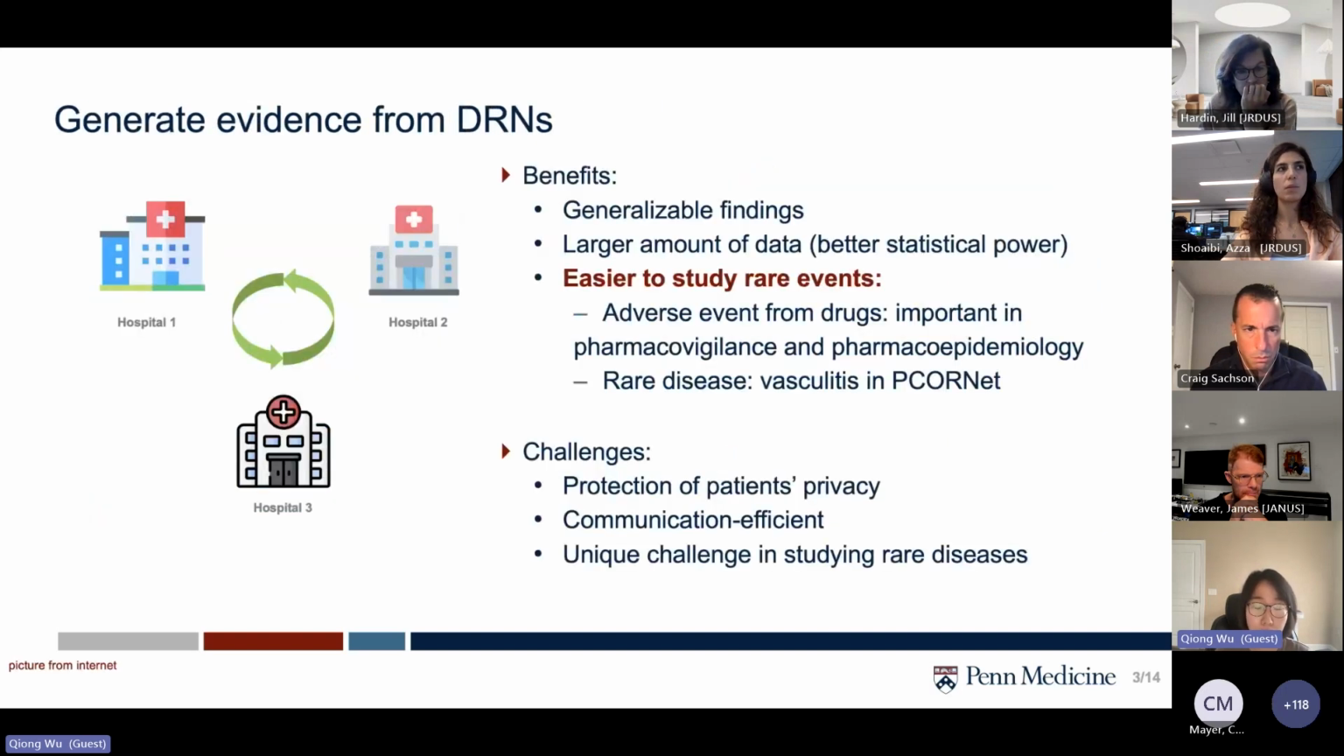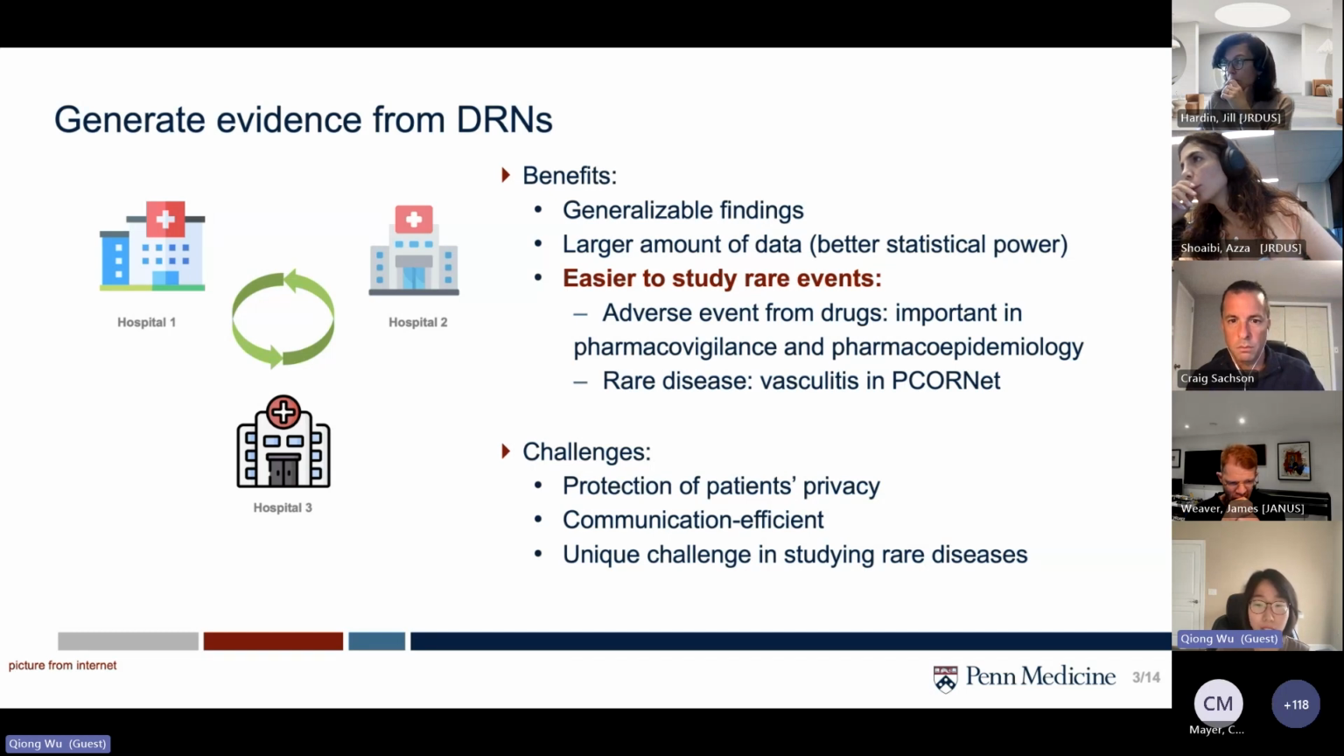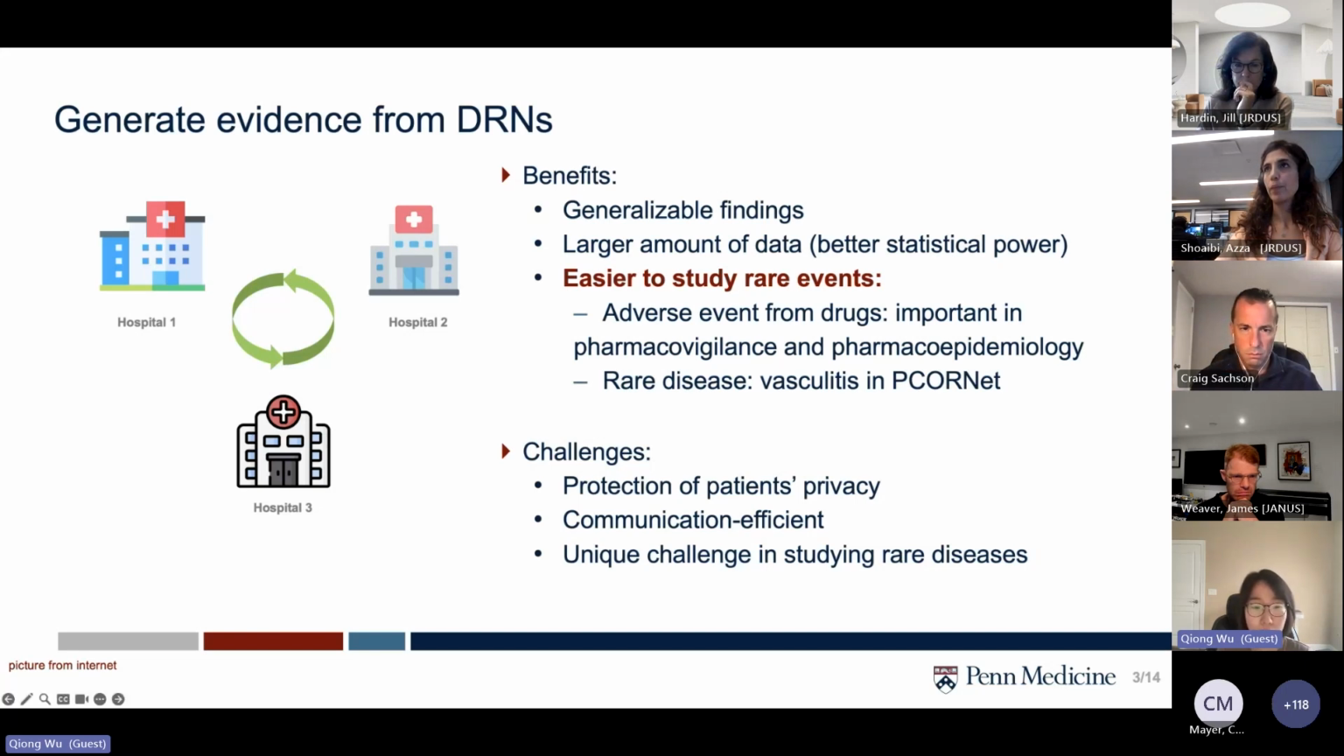And there are several benefits to using the information from a distributed research network to generate clinical evidence. For example, we will have more generalizable findings by including a more representative population. We will have a larger amount of data with higher statistical efficiency, and we will be able to study rare events, for example, adverse events from drugs or rare diseases. But there are also challenges. For example, when we are sharing information across data partners, we need to be worried about patient privacy, and we will worry about the communication cost. And there is also a unique challenge in studying rare diseases I will introduce in a minute.